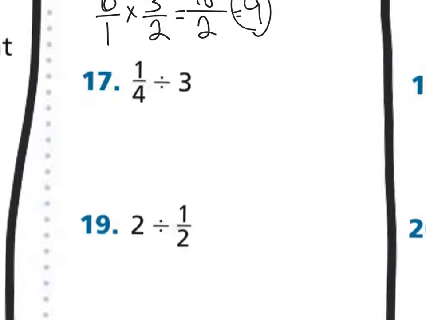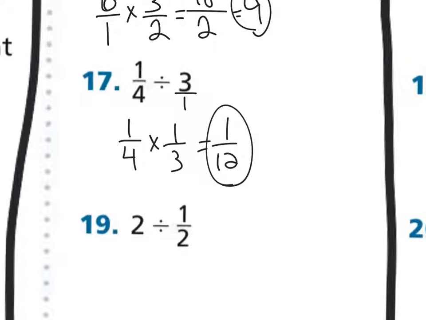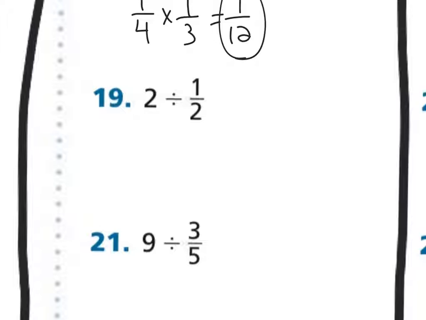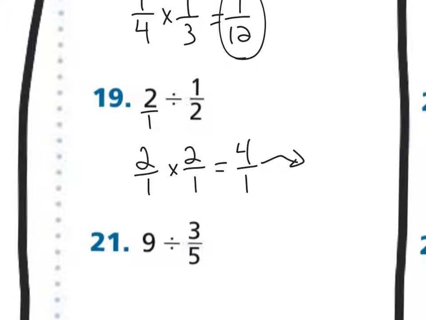17, the 3 we can put as 3/1, and then keep, change, reciprocal. Multiply those, and it would be 1/12. Number 19, to start out, we can put that 2 as 2/1. Keep, change, reciprocal. And we would get 4/1. This is going to be our final answer to this division problem. So at that point, 4 divided by 1 is 4. So go ahead and write 4 as your final answer for number 19.